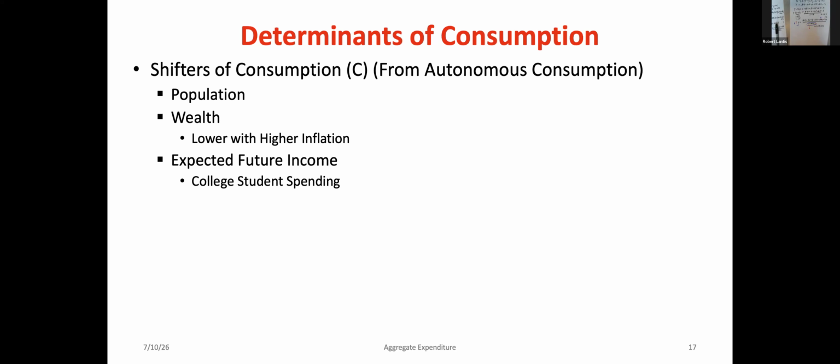So this is the idea that college students, right, you don't have generally higher levels of income, but you expect once you get your degree to have more income in the future. So you spend today as though you already have that money. And then the reverse would be true as well.